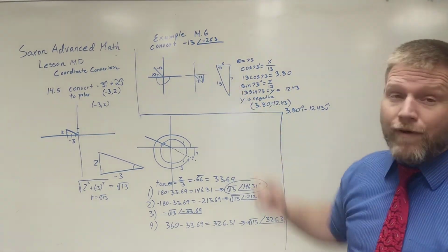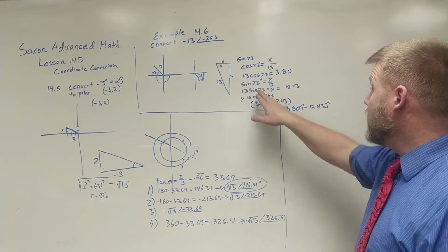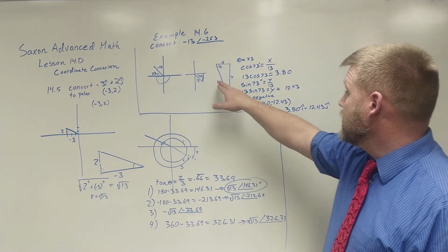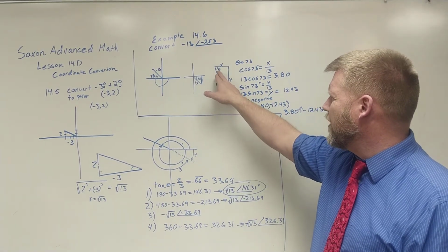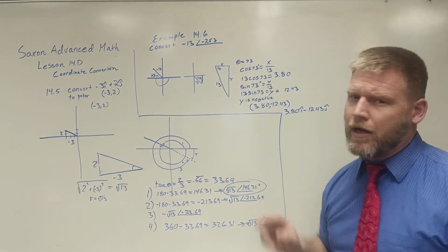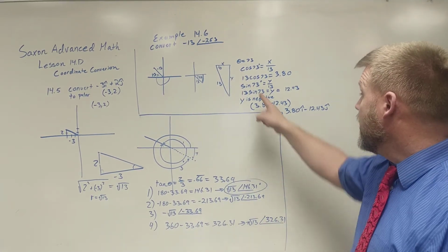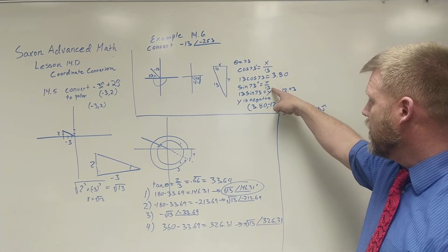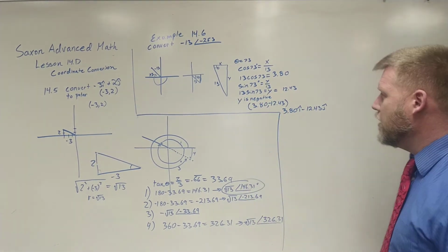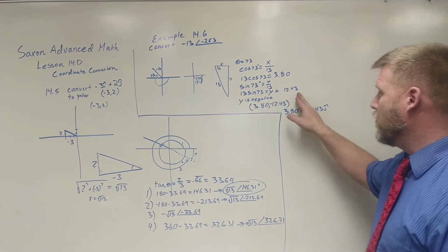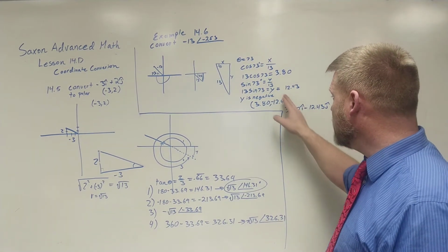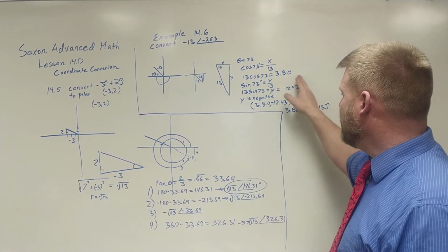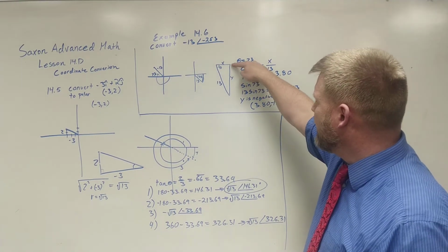The next thing I need to do is find my y value. My y value is going to be the sine. And why is that the sine? Because this is my theta. I'm going opposite over hypotenuse. Opposite over hypotenuse is the sine. Sine of 73 equals opposite over hypotenuse, y over 13. Multiply 13 both sides, get 13 sine 73 equals y. That's 12.43.